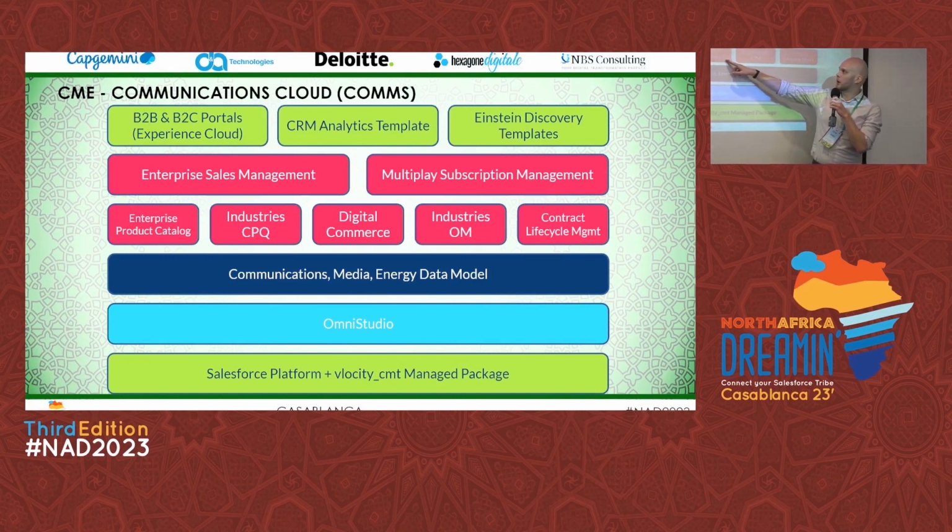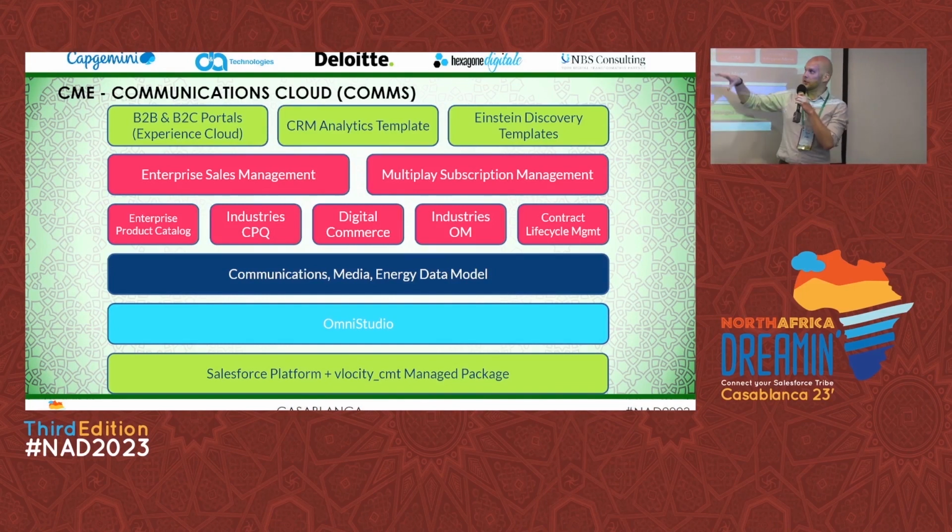We have Digital Commerce, which is used for, it's kind of like CPQ, but for direct interactions with your customers. We have Industries Order Management. So this is once you capture an order in CPQ to actually be able to fulfill that, to start billing the customer for it, to provision it, etc. Contract Lifecycle Management to deal with all of the contracts you have with your customers.